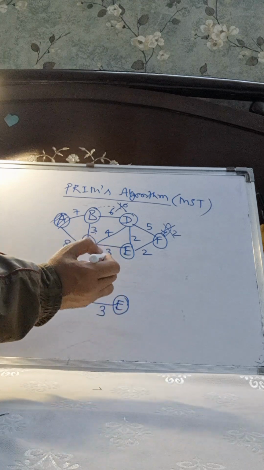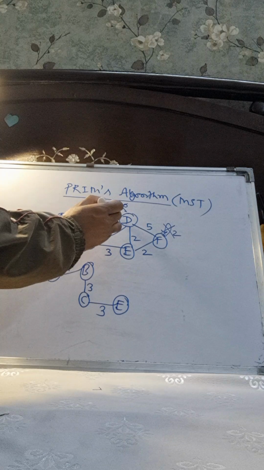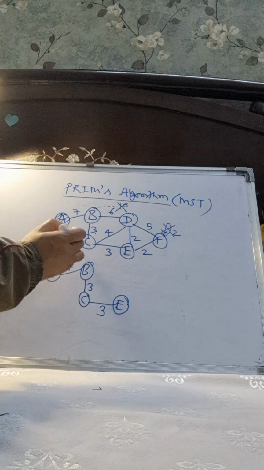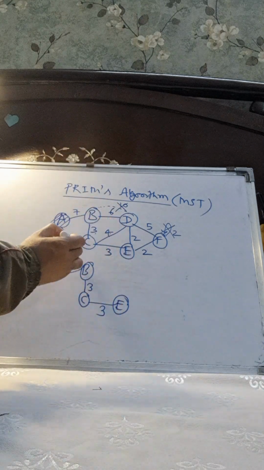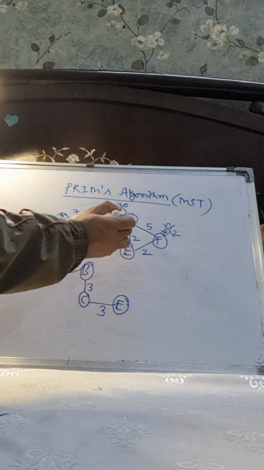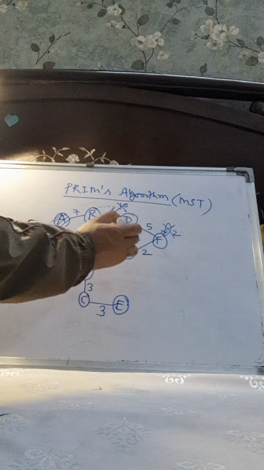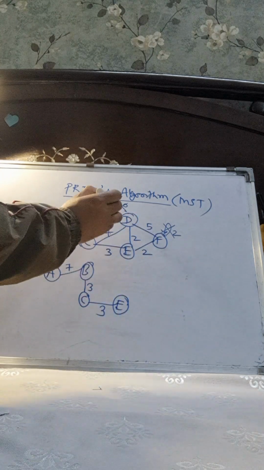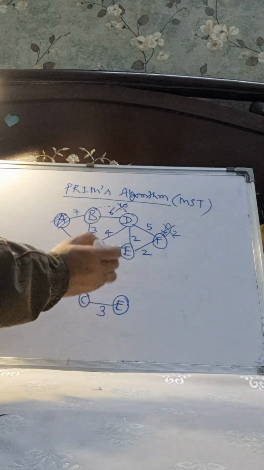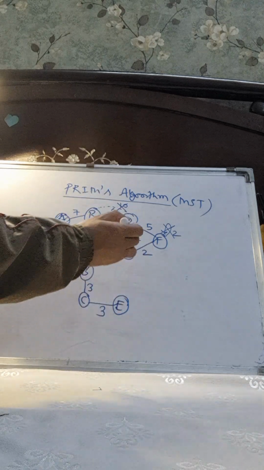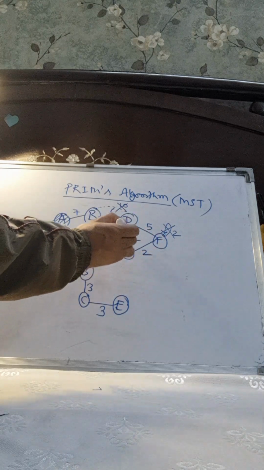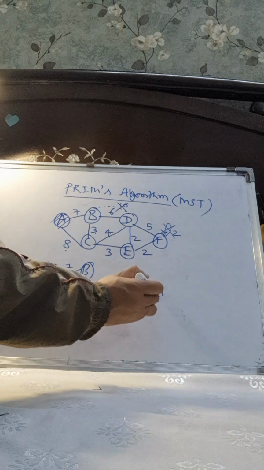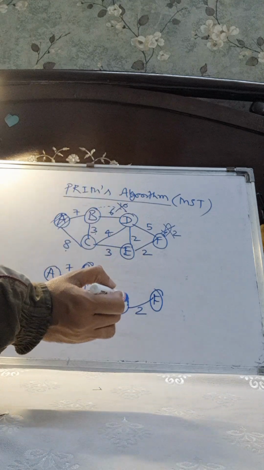The same process we do again. For B, cost 6 is available. For C, 6 and 4 are available, and 8 is already available: 6, 4, 8. And from E, we have this 2 and this 2, meaning two paths available with cost 2 and 2. We can pick either of these two. Out of 8, 6, 4 and these two 2s, the minimum is 2. Let's assume I have taken E to F as it also carries cost 2. So this edge we have included in our solution.